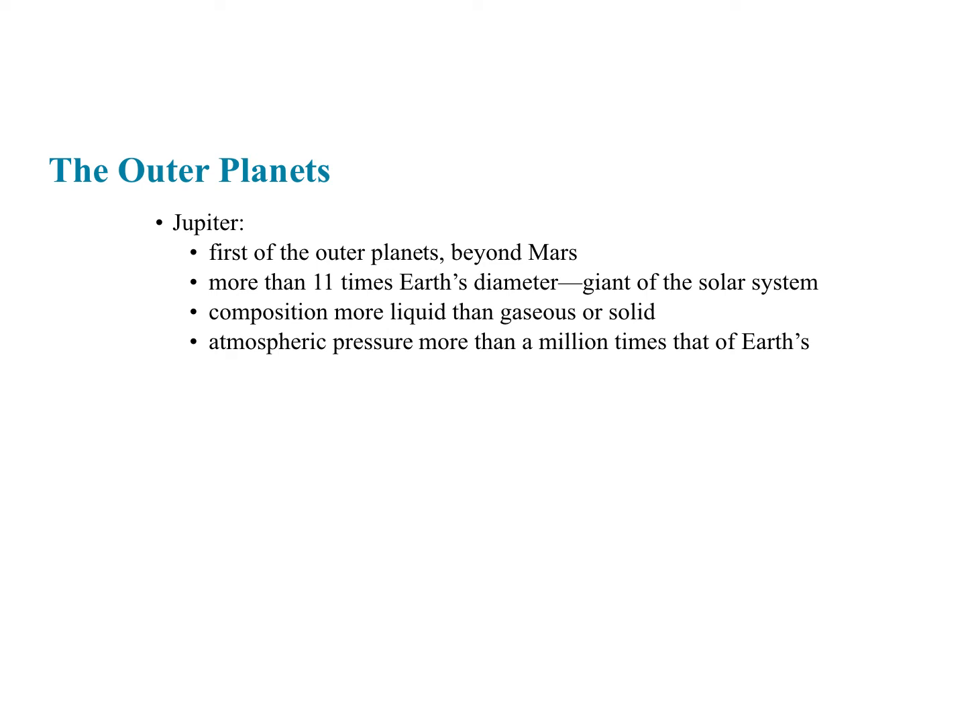Now, let's talk about Jupiter. Jupiter is the first of the outer planets, and it's just beyond the orbit of Mars. It's more than 11 times the Earth's diameter. It's the giant of the solar system. It's the largest planet in the solar system. The composition is more liquid than gaseous or solid, and the atmospheric pressure is more than 1,000,000 times that of the Earth. So the pressure there is incredibly, incredibly high.